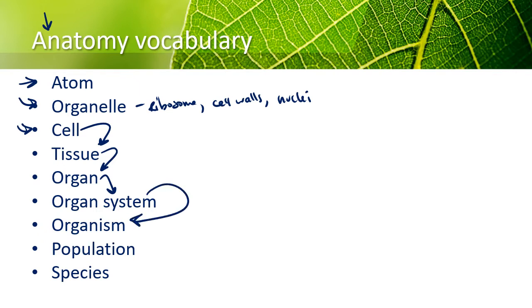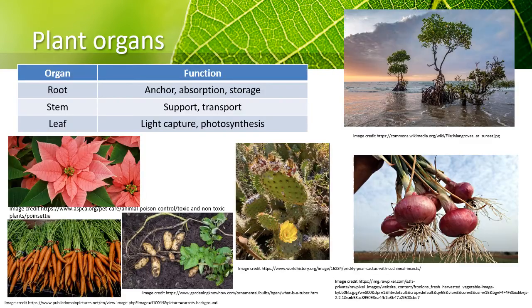All the organisms of the same species living in the same area at the same time is a population. And the species is all of those organisms that are genetically related and can reproduce to have fertile offspring. All right, so let's talk about some of those plant organs. Remember that organs are groups of tissues working together to carry out some functions. In plants, our major organs are the roots, the stems, and the leaves.